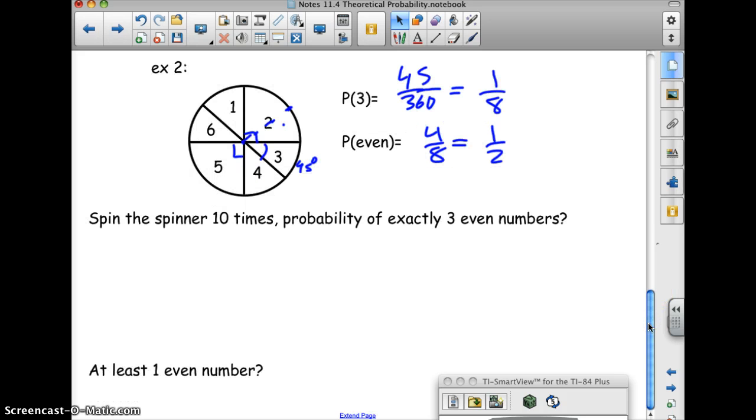I want you to do the binomial probability for that using these numbers, right? The probability of getting exactly 3 even numbers. I've got the path for getting 1, so you go from there. Okay? Good luck. Thanks. Bye.